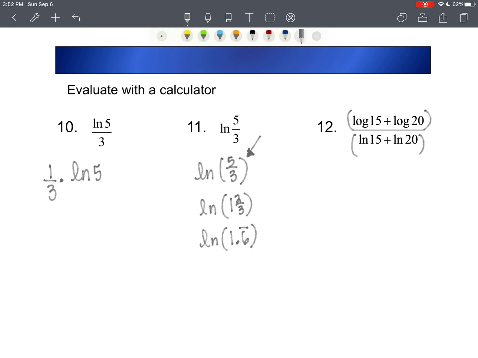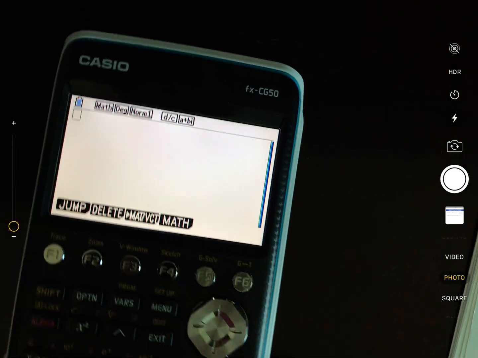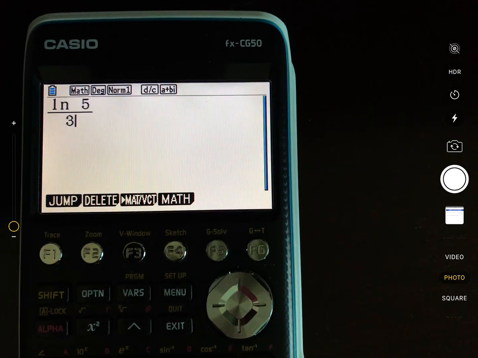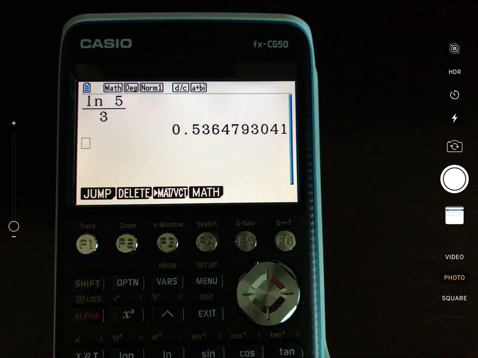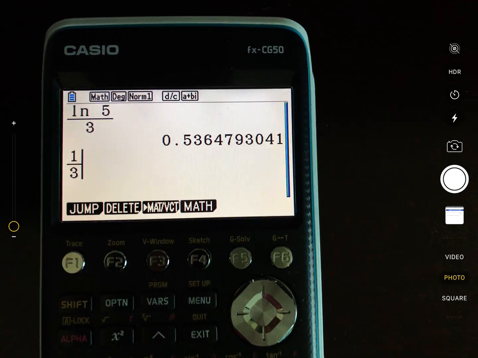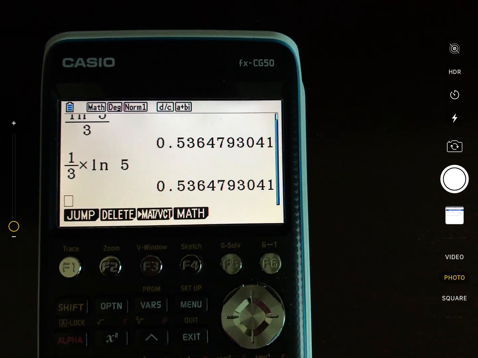So let's move over to our camera, turn our calculator on, and there it is, camera. So we have the natural log of 5 divided by 3. Now if you have a fancy calculator, you can just hit natural log of 5 in the numerator and then 3 in the denominator, and it looks just like the problem does on the paper. Or you can do 1 divided by 3 times the natural log of 5, and you get the same answer.